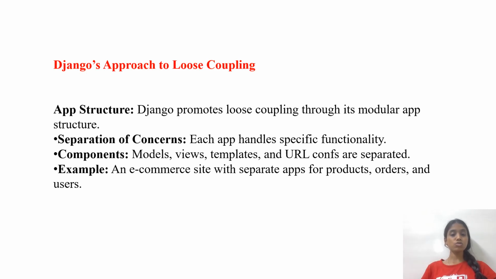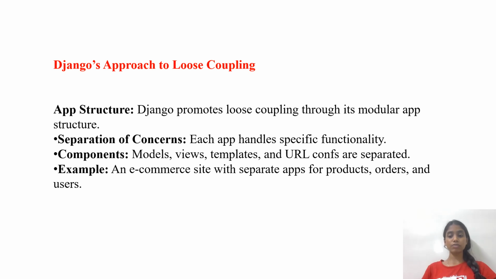Django's approach to loose coupling: app structure. Django promotes loose coupling through its modular app structure. Separation of concerns: as I already said, the MVC pattern has the concern of separation. It separates all three, following the MVC architecture.